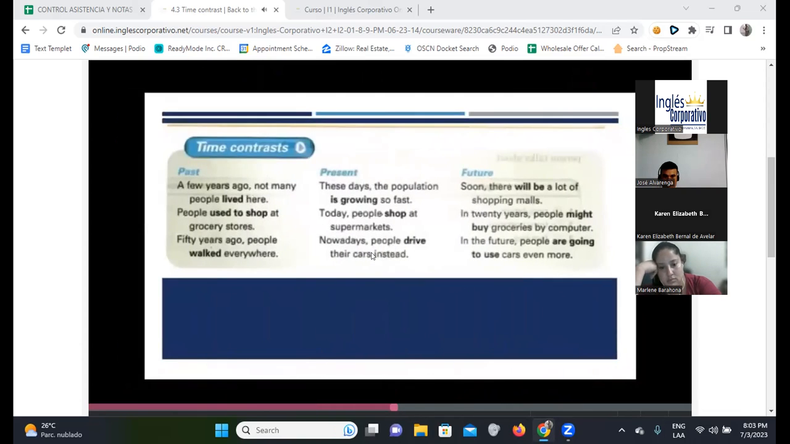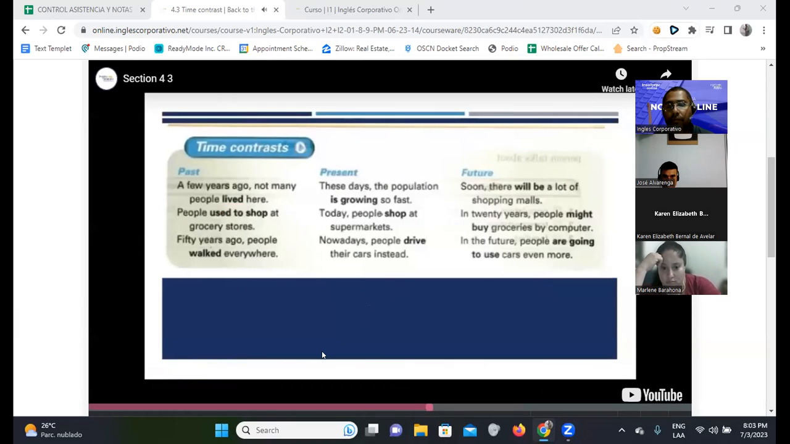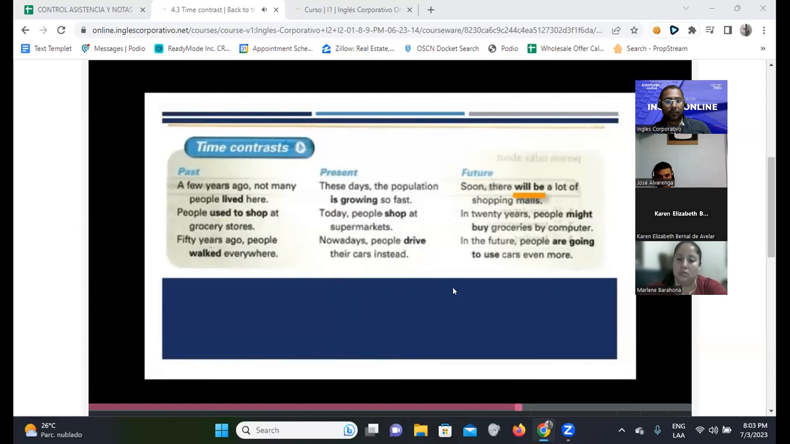In the first column, we talk about the past and we use time expressions like a few years ago, or people used to, or 50 years ago. And our verbs are in the past. We used lived and walked. Let's move on to the present, and here we use these days, today, or nowadays. And of course, our verbs are is growing, shop, and drive, which are in the present. Last but not least, we have our future using expressions such as soon, in 20 years, in the future. Therefore, we use verbs in the future: will be, might buy, are going to use.